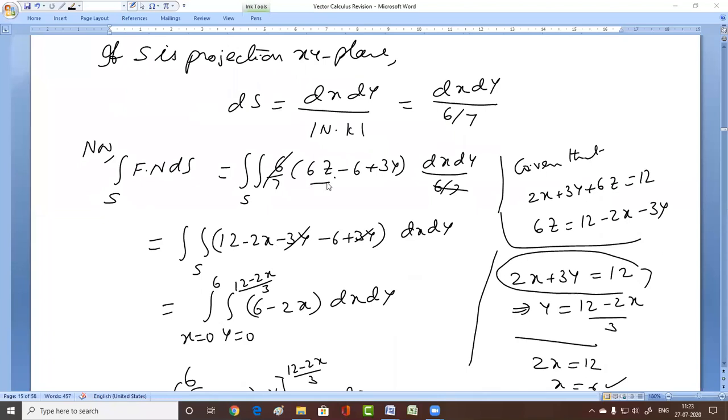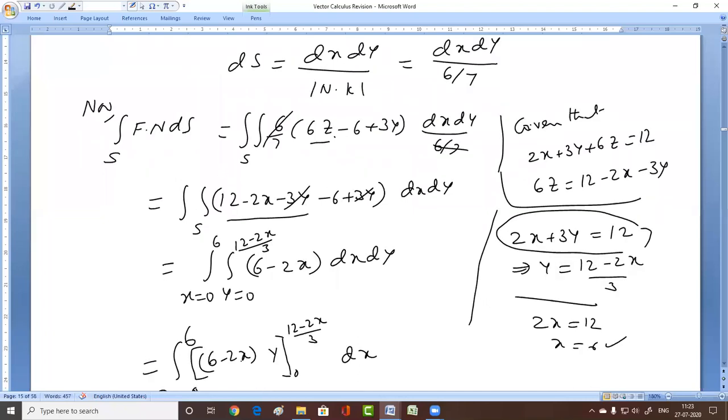In place of 6z, since we are integrating with respect to x and y, replace the other variable in terms of x and y with the help of the given surface, 2x plus 3y plus 6z equals 12. From this, 6z equals 12 minus 2x minus 3y. Just replace this term 6z by 12 minus 2x minus 3y. You will get this term. Then after simplifying, you will get 6 minus 2x.